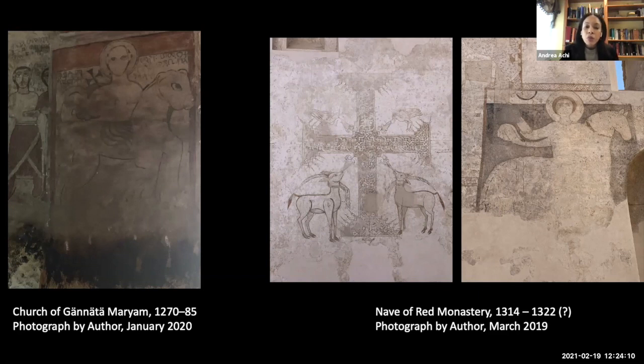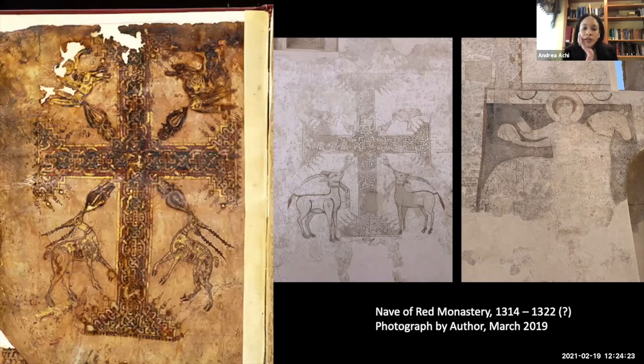So on the left, you have a wall painting from an Ethiopian monastery church from the 13th century. And on the right is a 14th century painting at the Red Monastery. Both of them are characterized by an unfinished style that's often found in decorated manuscripts. So here's an interlaced cross from a Coptic manuscript. We see these crosses on wall paintings and manuscripts in Egypt, Nubia, and Ethiopia.